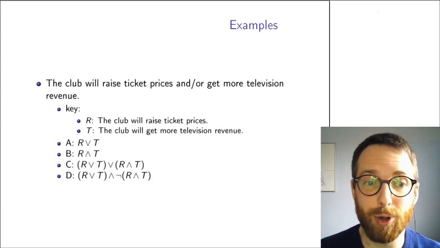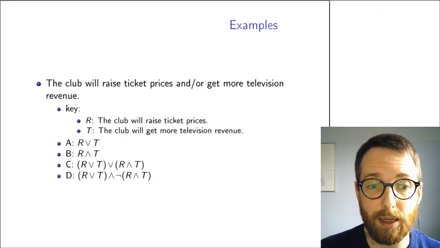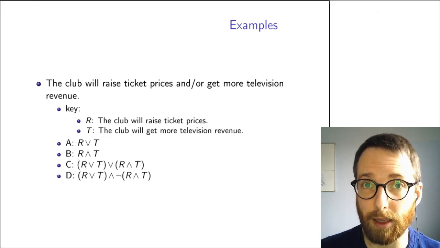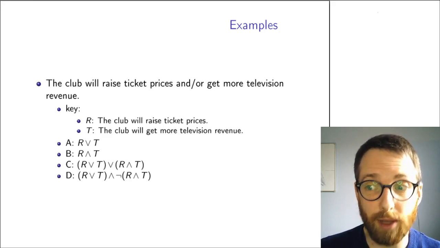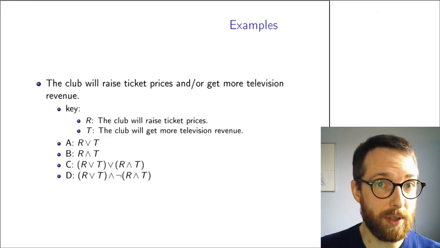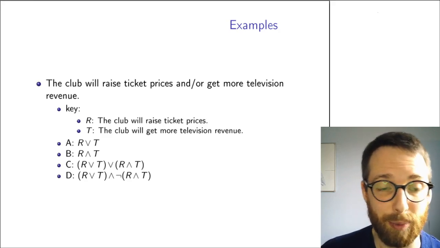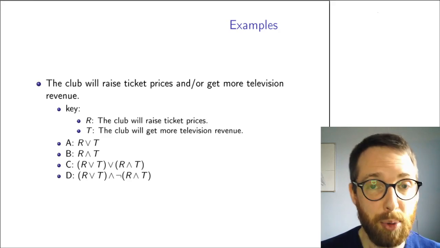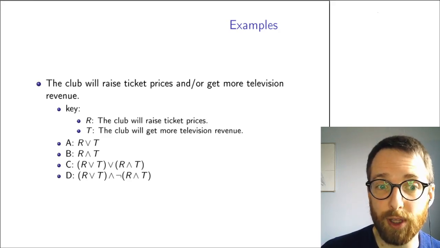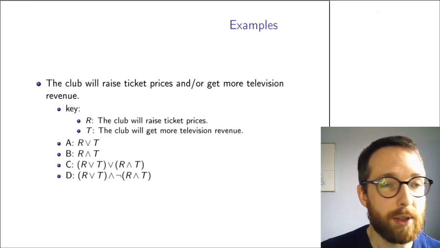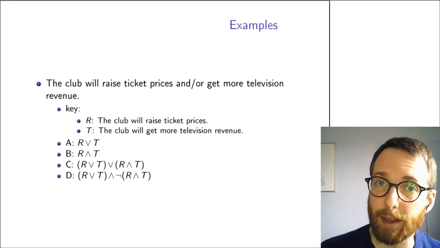Hi, okay, you chose option D, R or T, and not R and T. Okay, that doesn't work for this sentence, but let's talk about what this sentence does say, because this is touching on something that will help you pick the right answer from the other ones. Let me make a distinction between two different ways of using "or" in English. There's an inclusive or and there's an exclusive or.